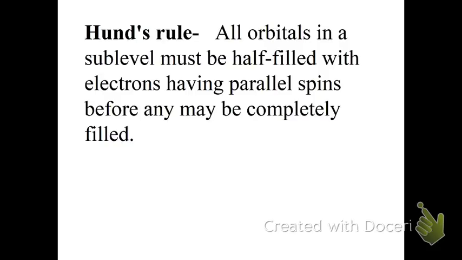Okay? Hund's rule is the rule that states that all orbitals have to have 1 electron before they get another one. So all orbitals will be half filled with electrons having parallel spins before they are completely filled. So what that means for us in a nutshell is everybody gets an up before they get a down electron. And you may remember that from first year of chemistry.